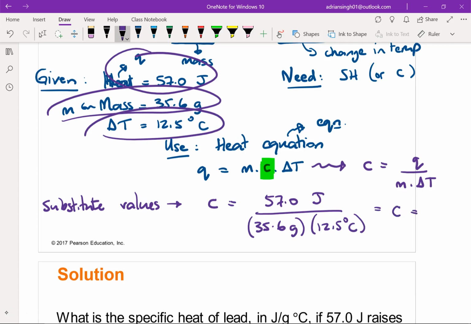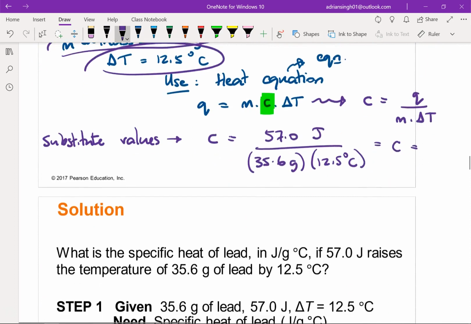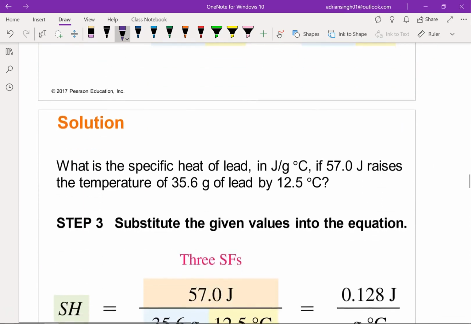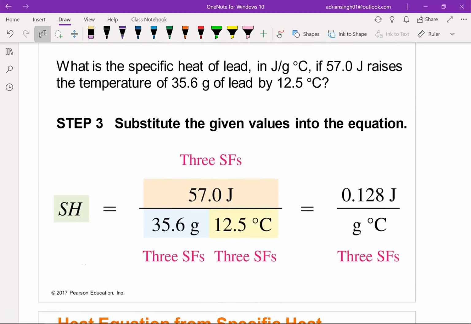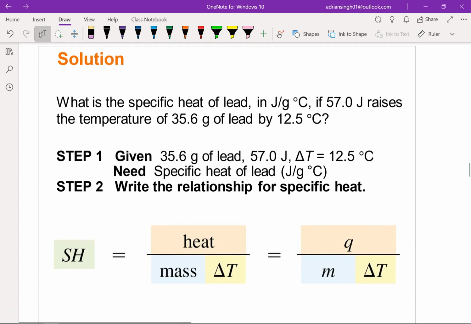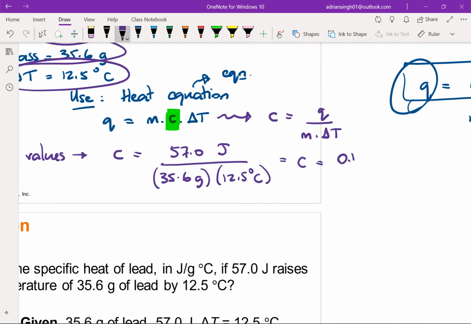What you would see is that your specific heat ends up being a relatively small number because, if you look at it, it's lead, which is a metal. We would expect it to have a very low specific heat. And then our solution down here, we get 0.128 joules per gram degrees Celsius.